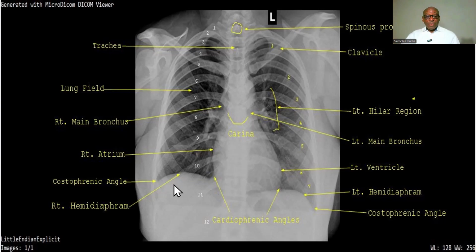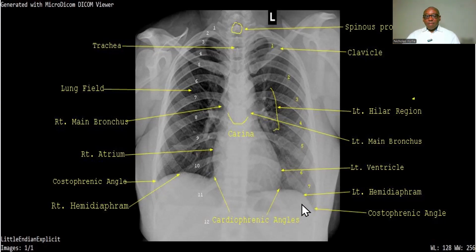Why? Because below the right hemidiaphragm, you have the liver, which pushes up that diaphragm on the right side. Whereas below the left diaphragm, we have a lucency, which is usually called the gastric bubble.